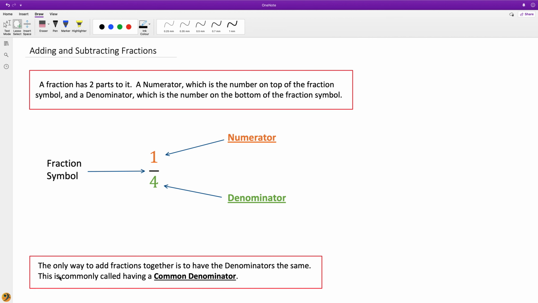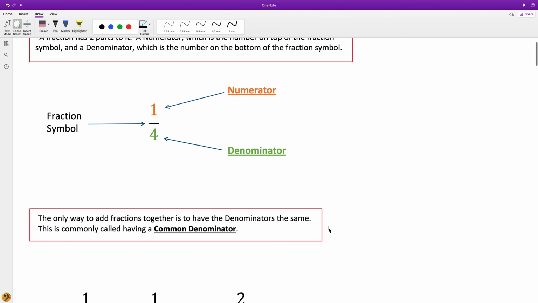Now the very important point to note, whenever you're trying to add or subtract fractions, the most important part is to have a common denominator. This number here needs to be the same for the two parts of the expression that you're trying to solve. The only way we can add or subtract fractions is to have the denominators the same, and this is commonly called having a common denominator. We'll talk about that a bit further.